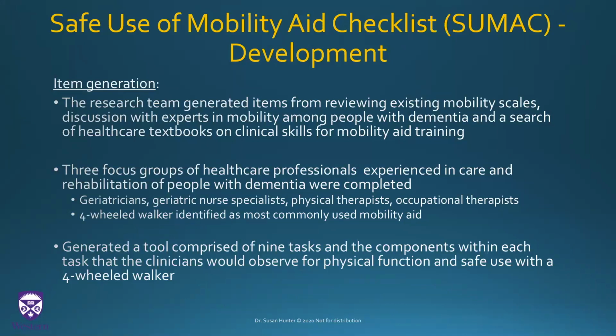And in our discussions, it became very clear that 4-wheeled walkers were identified as the most commonly used mobility aid. That is why this assessment tool is based on the 4-wheeled walker. We see it across different settings as well, from the community all the way through to day programs, as well as long-term care settings. Our focus groups, not only were they different professionals, but they also provided care across different settings as well. Again, we tried to get that comprehensive view of input.